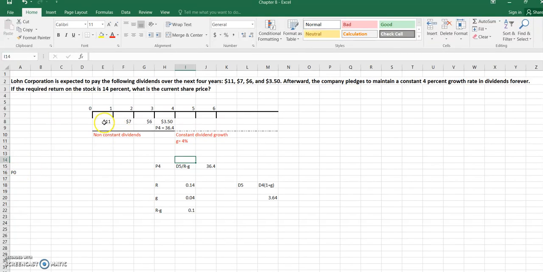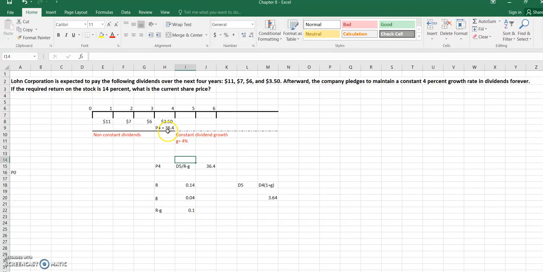So if you were to buy the stock today, you're going to get $11, $7, $6 and $3.5. And then if you were to sell the stock, you're going to get $36.4. And this $36.4 is going to reflect in it all of the dividends received after year 4.